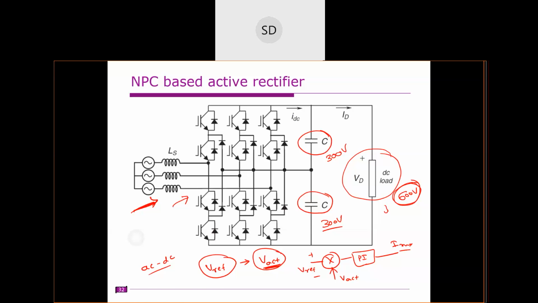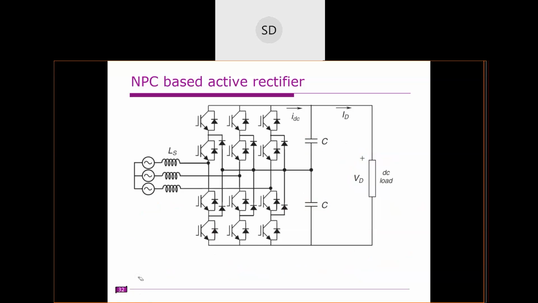So in case of 2 capacitors, we need to slightly modify the control. We need to tightly control these 2 capacitor voltages. That means the sum we need to control to the reference value, and the difference we need to control to 0. The sum of these 2 DC link capacitors must be equal to V reference, and the difference of these two must be equal to 0. So that means you require 2 PI controllers.